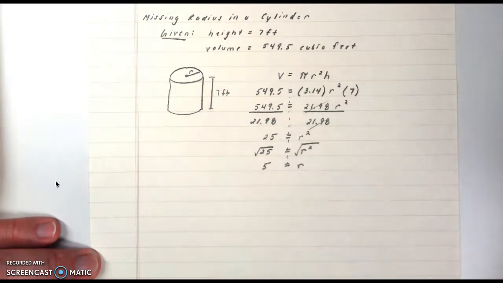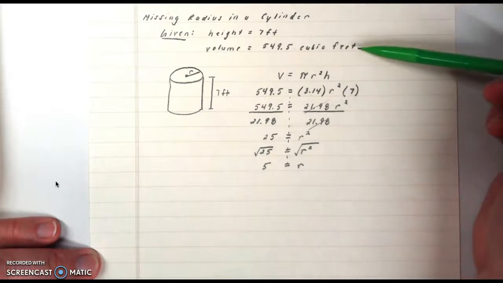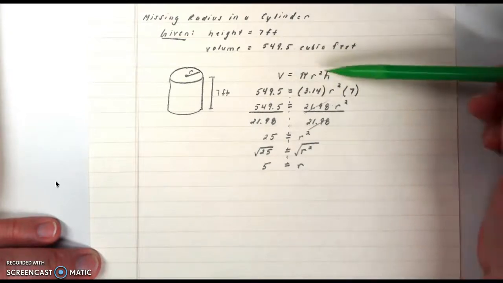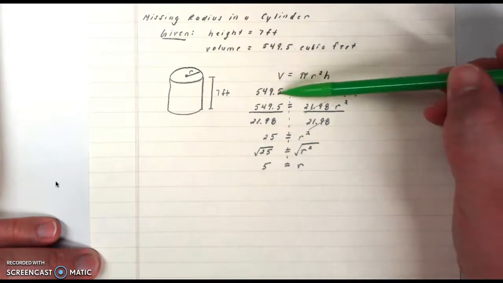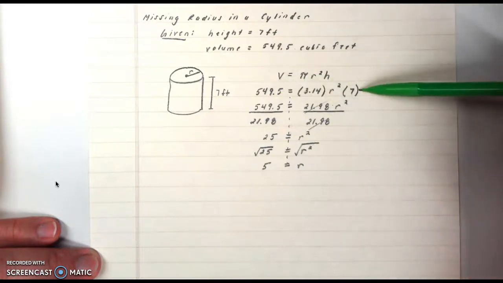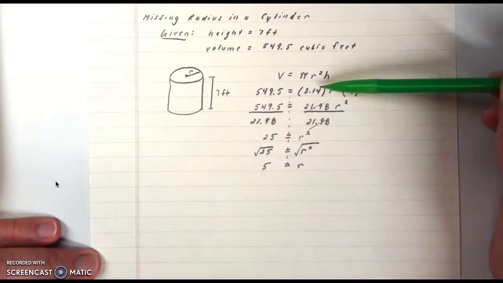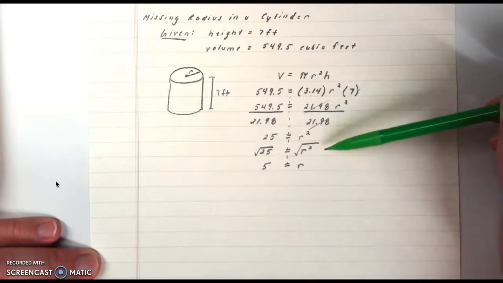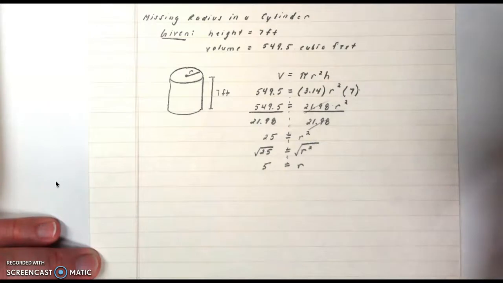Okay, so in summary, based off of what you're given, you write the formula down. We were given the volume and the height, so we replace those values in the formula. We do some multiplication on the right to start the simplification process, and our goal then is to get r alone, which eventually we need to square root it so that we get plain r instead of r squared.